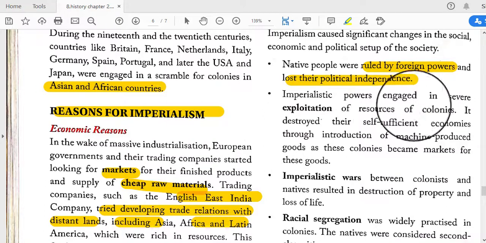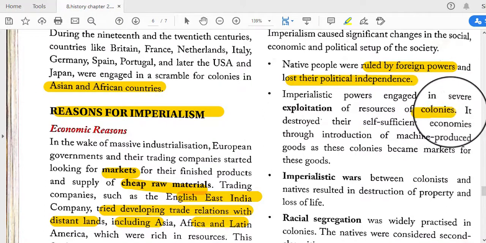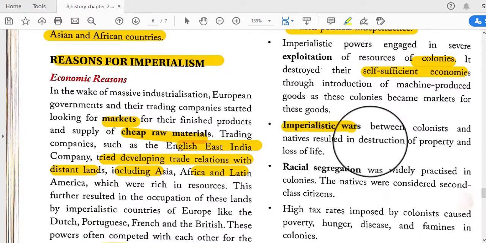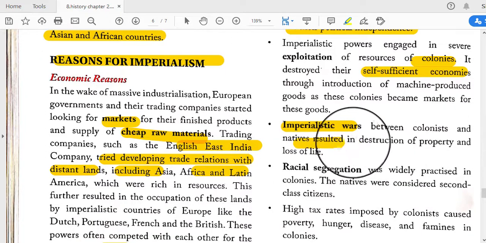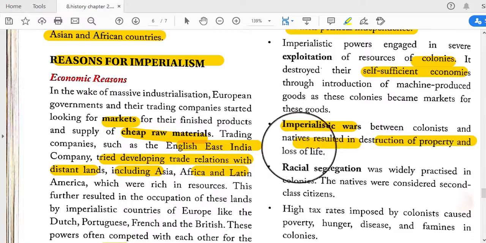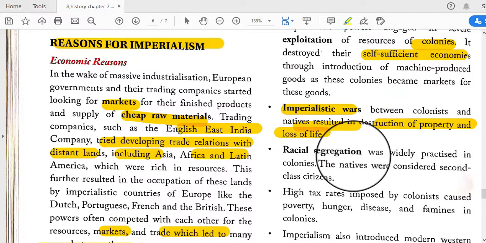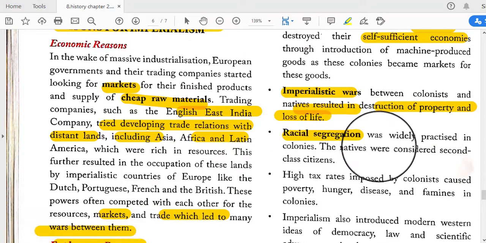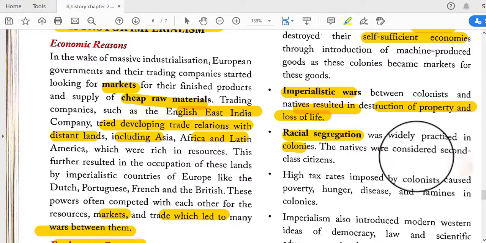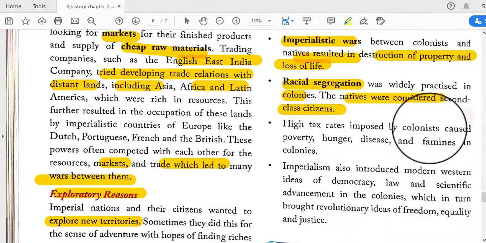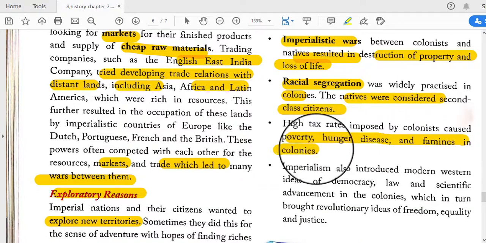Imperialistic powers engaged in sharp exploitation of the resources of colonies, and it destroyed their self-sufficient economy through the introduction of machine-made goods, as these colonies became markets for those goods. Imperialistic wars also happened between colonists and native peoples and resulted in destruction of property and loss of life. Racial segregation was widely practiced in colonies, and the natives were considered second-class citizens. High tax rates imposed in colonies caused poverty, hunger, disease, and famine.